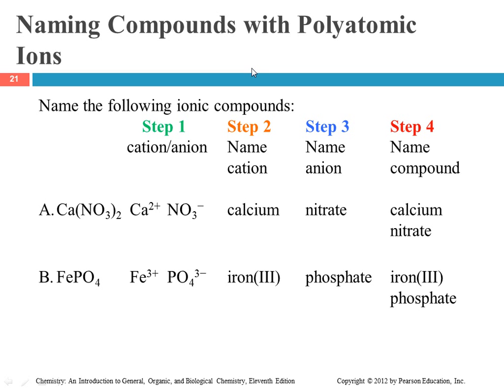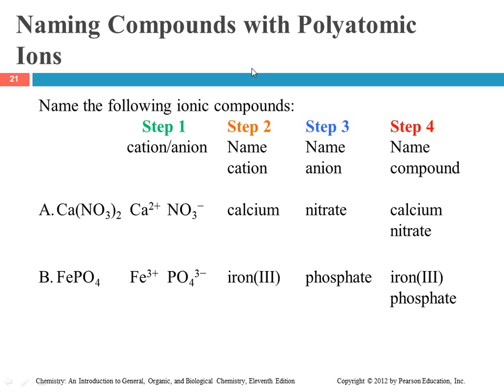So you go and you find it on your list, and you see that NO3, on the one we've been doing, is nitrate. So you just name it as that: calcium nitrate. That's it. The only difference is we have a polyatomic ion, so we don't have IDE.